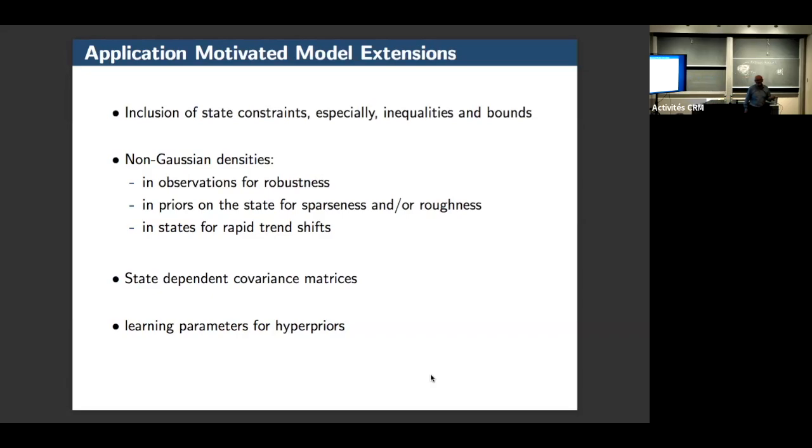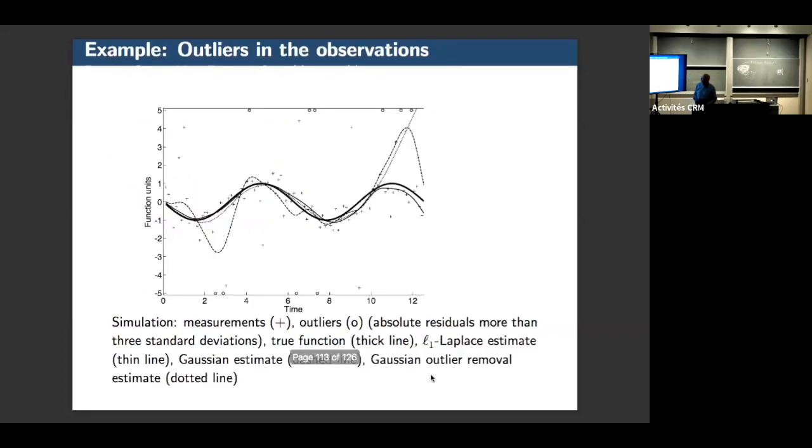So what happens when you're non-Gaussian? There can be trend shifts, there could be outliers, there could be all sorts of stuff. The covariance may be state dependent. So an aircraft changes its angle, and your ability to identify it varies depending upon its angle of attack. And then there are hyperpriors and so forth that one might be interested in incorporating. So that's the nice thing about the model.